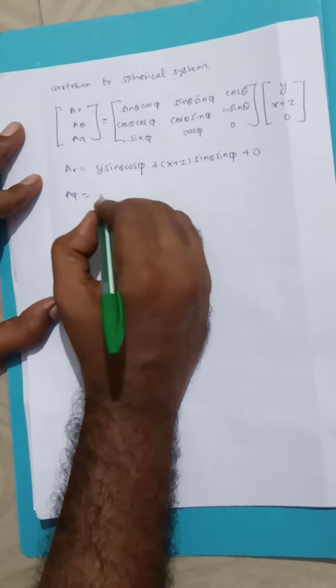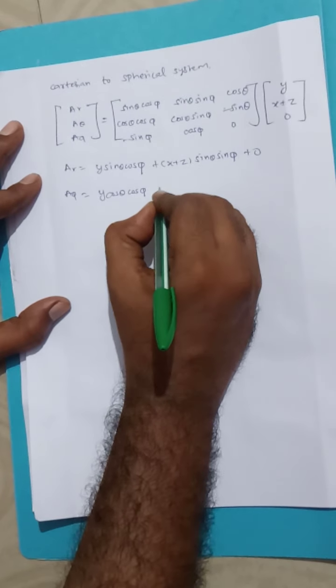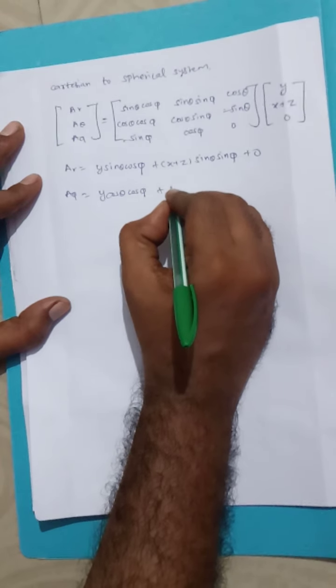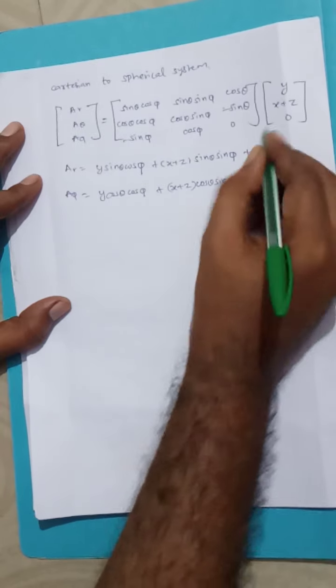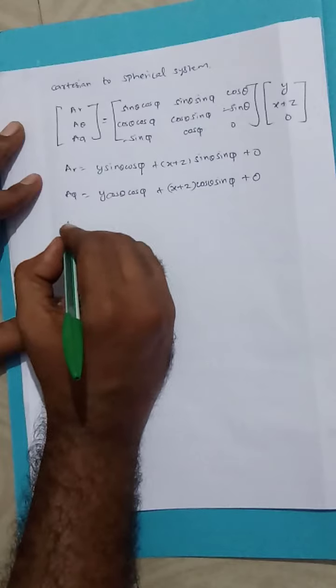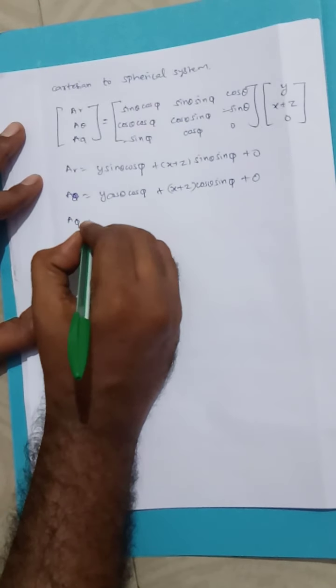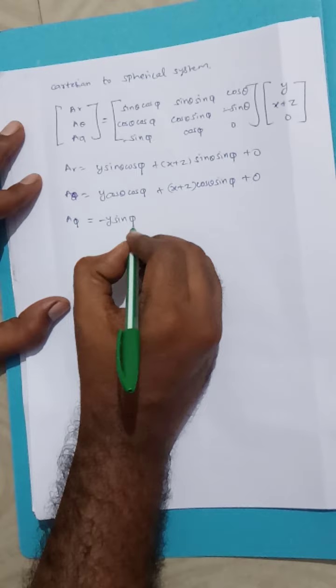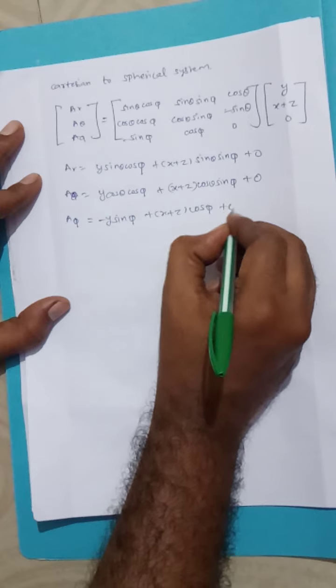Similarly, I can get a theta by multiplying the second row with the column of this one. So I will be getting y into cos theta cos phi, then x plus z into cos theta sin phi, and the third component is 0. Coming to this here, sorry, this is a theta, the third component is a phi. To get the value of a phi, the third row can be multiplied with the column, so minus y sin phi, then x plus z into cos phi, then 0.